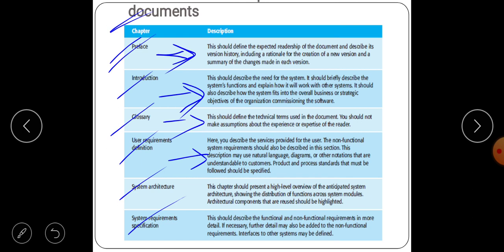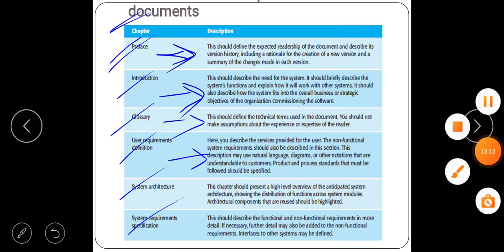Okay, next, this description may use natural language, diagrams, or other notations that are understandable to the customer. It means to explain the user definition, we can use natural language like English. Otherwise, you can use diagrams, or you can use some notation. Our intention here is that it should be understandable by the customer easily, and that way you have to give the user requirement definition.